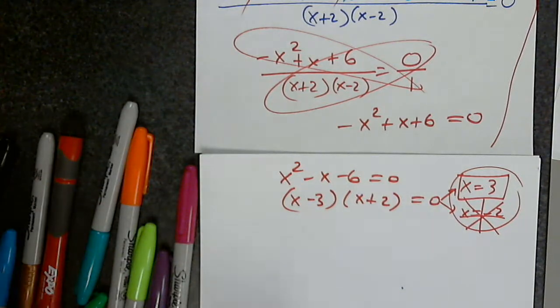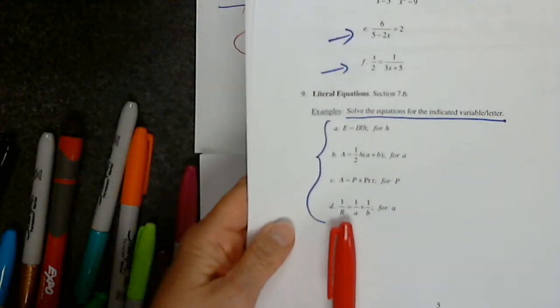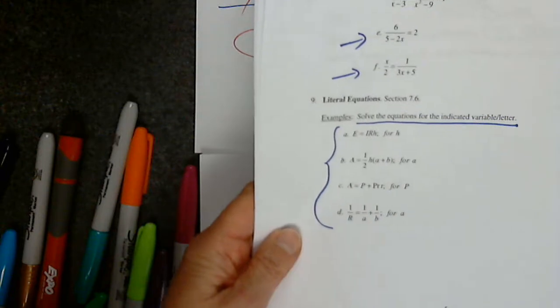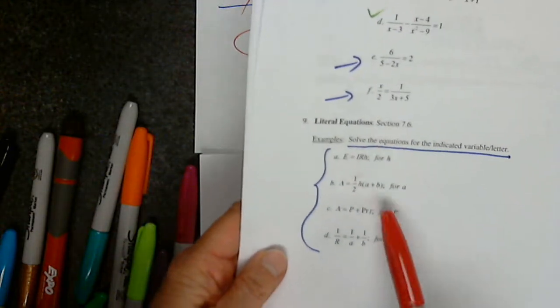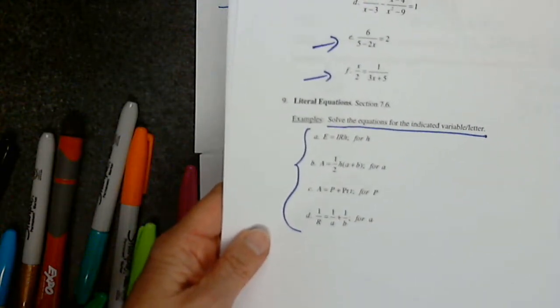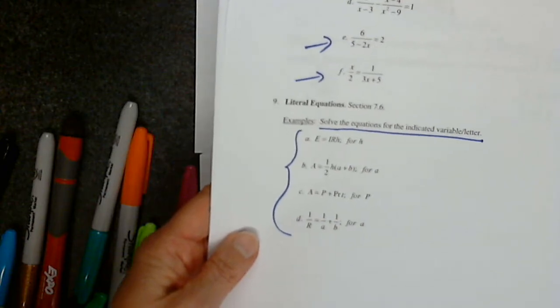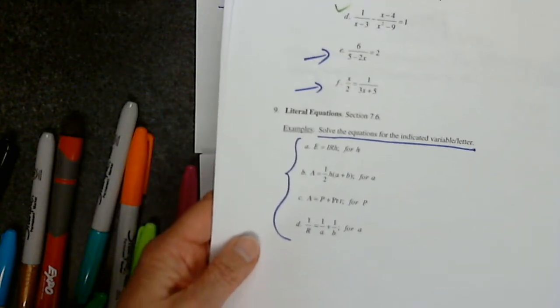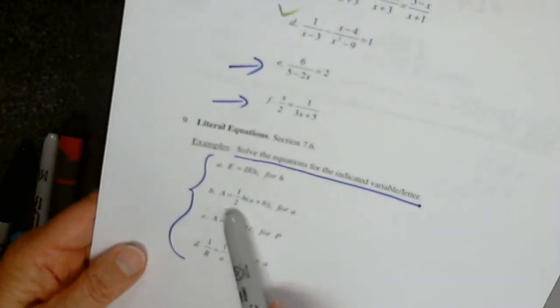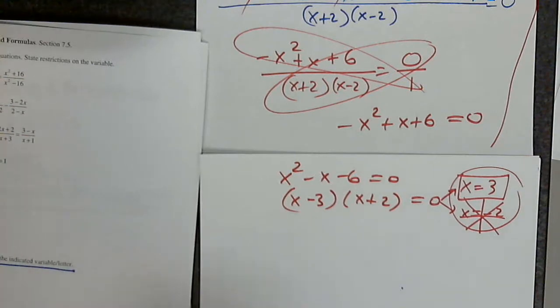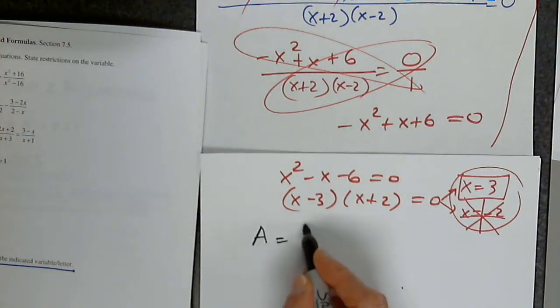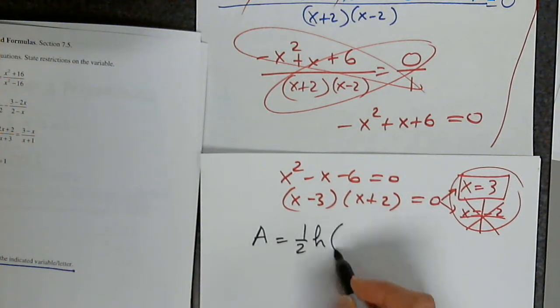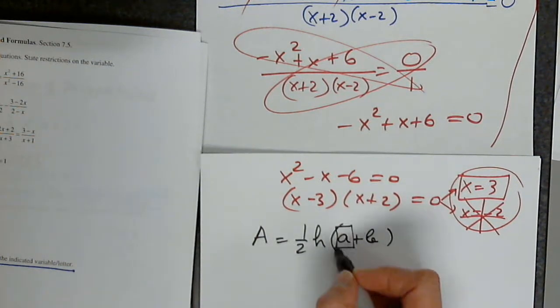So now let's not choose D just yet. So let's choose among these three and then we do D. Nothing new here, pretty much. We've done this before. So, okay, let's start with B. So we have A equals 1/2 H, in parentheses, A plus B. And they're asking us to solve for A.